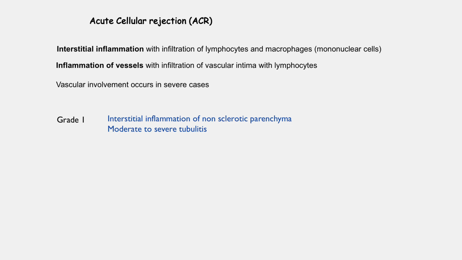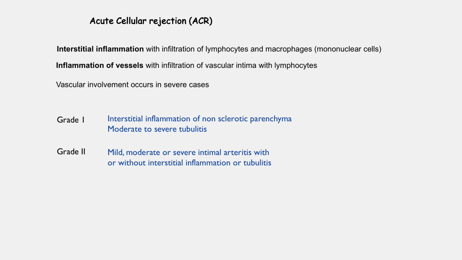In case of kidney transplant, histological findings of acute cellular rejection are interstitial inflammation and inflammation around renal tubules in grade 1, intimal arteritis in grade 2, and transmural arteritis in case of grade 3. If left untreated, acute cellular rejection can result in complete destruction of graft.